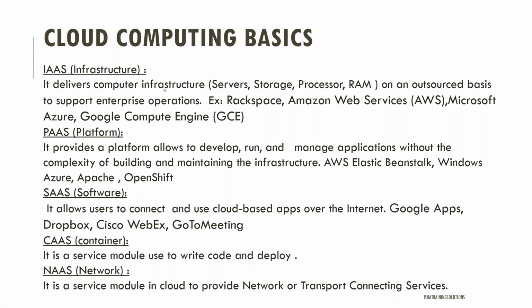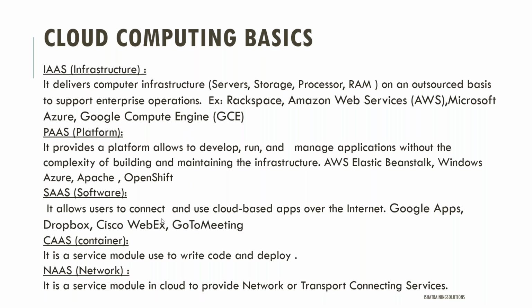If you take infrastructure as a service, it basically delivers the infrastructure: storage, server, processor and RAM. The supported enterprise examples are Rackspace, AWS, Azure and GCP. When it comes to platform as a service, you will have extra runtime on top of the infrastructure, like Elastic Beanstalk, Windows Azure, Apache, OpenShift; these are the service providers. When it comes to software as a service, you have Dropbox, Cisco WebEx, GoToMeeting and Gmail, and these are all software as a service.